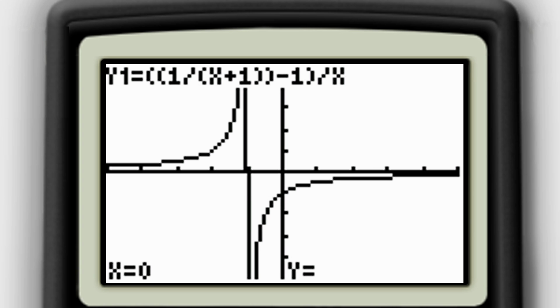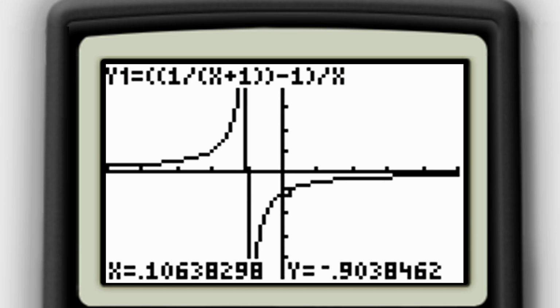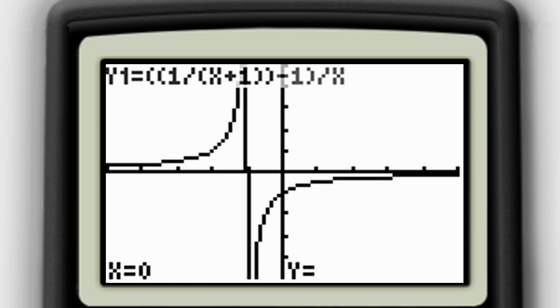Now, you may notice that if your trace takes you to exactly the point x equals 0, the function will be undefined. But remember, we're only looking for the limit. We want to know what the function gets close to as x gets close to 0, and it gets close to negative 1.